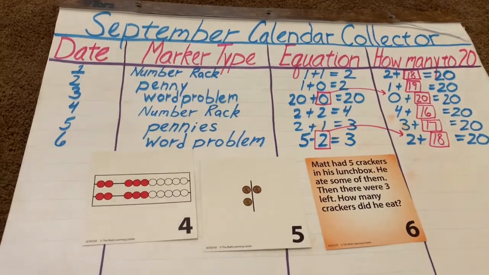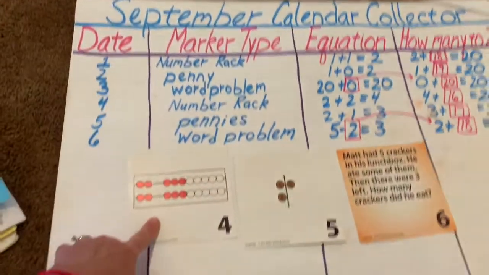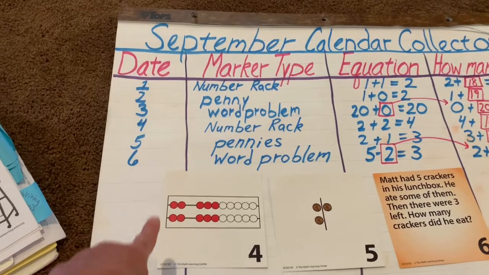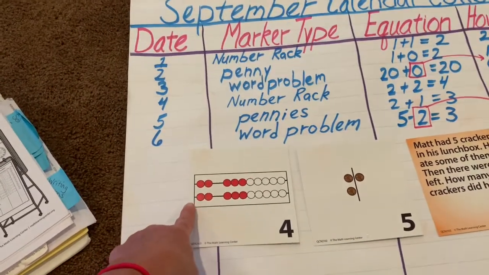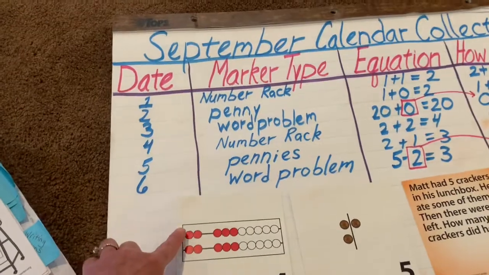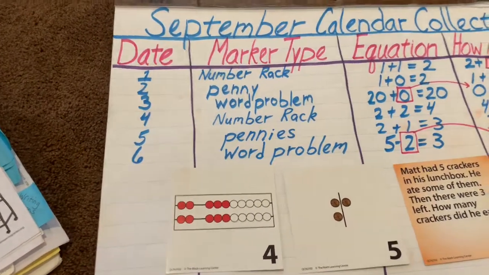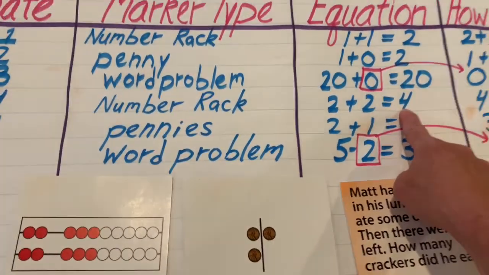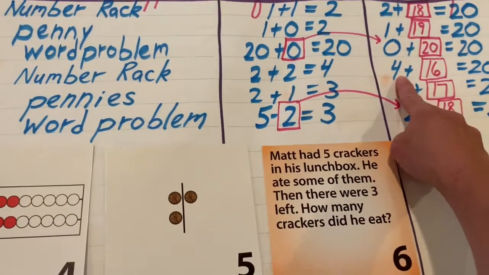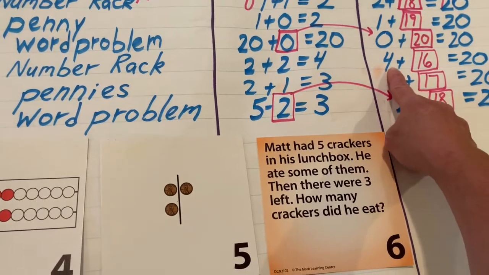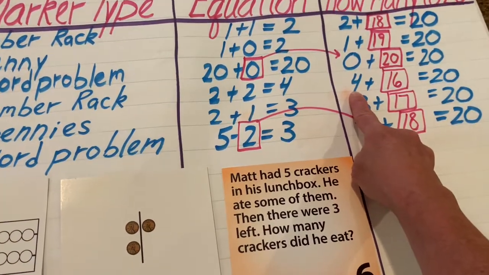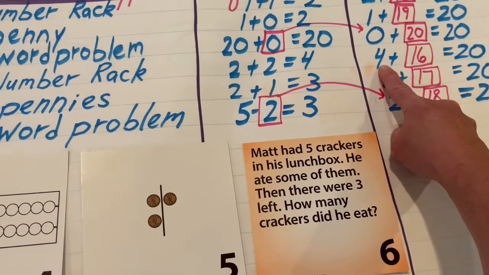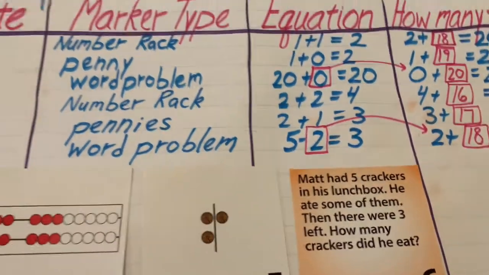So here we are looking at our calendar piece for September 4th. And again, we have the number rack. Looking at the beads on the left, we see 1, 2, 3, 4. And since there's 2 on the top and 2 on the bottom, our equation here is 2 plus 2 is 4. So since our answer is 4, we put 4 in our column over here, and now we want to know how many to 20. When you have 4, what do you need to add to get to 20? The answer is 16. 4 plus 16 is 20.